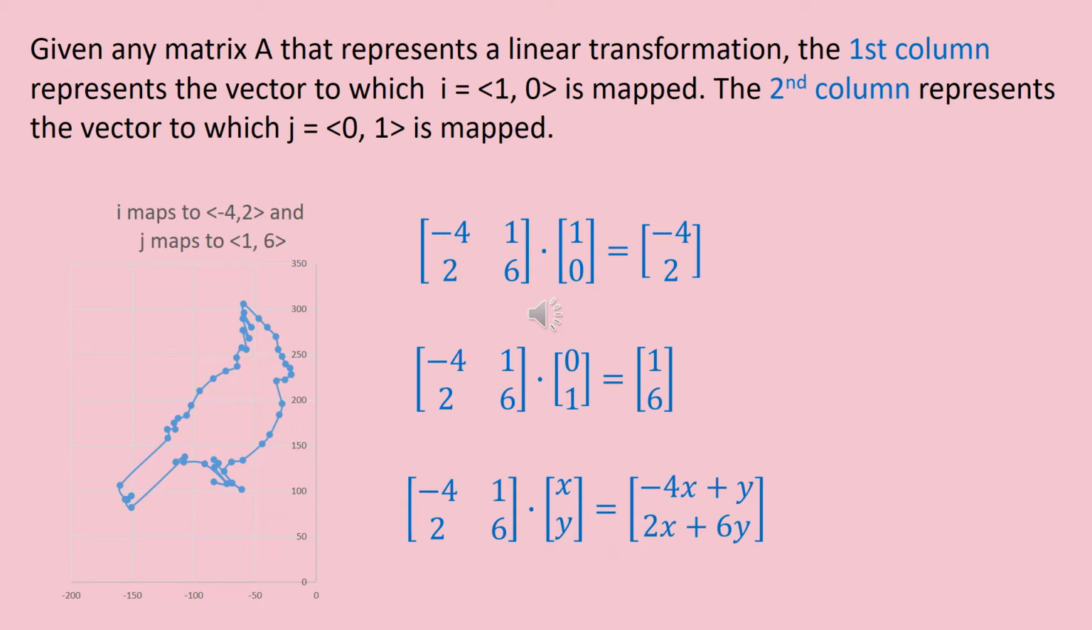And then in general, you can accomplish the transformation by going through the matrix multiplication with any point that you have. So any new x will be negative 4 times x plus 1 times y. The new y will be 2 times x plus 6 times y.